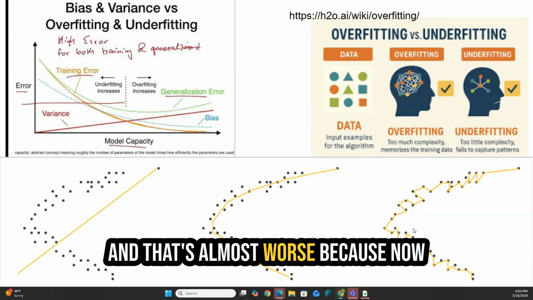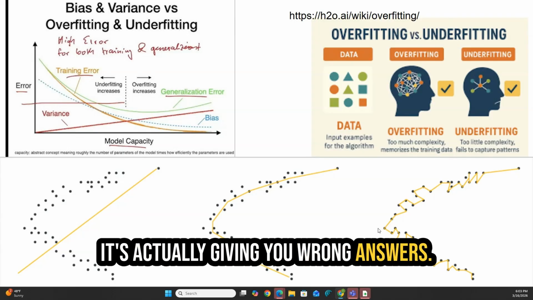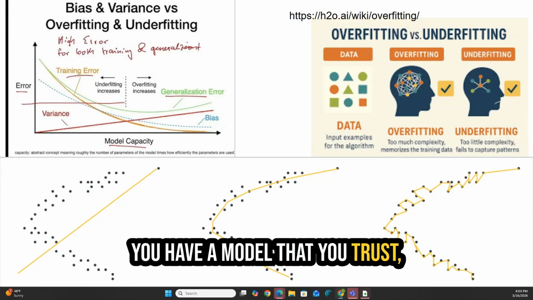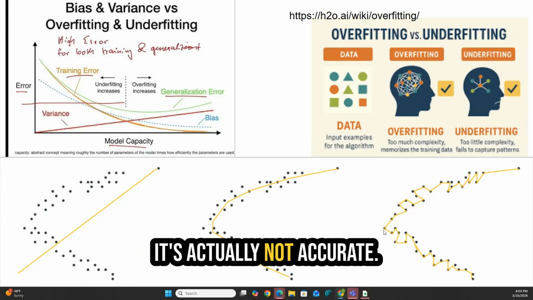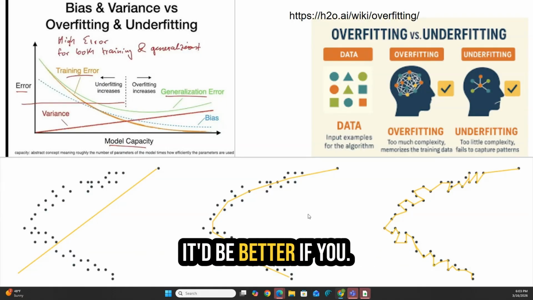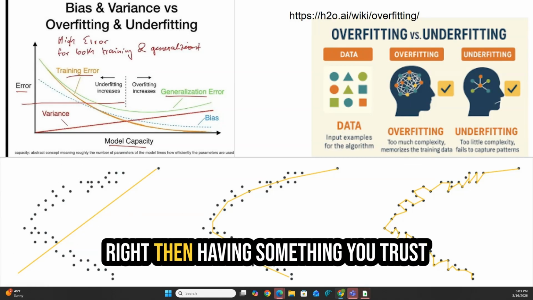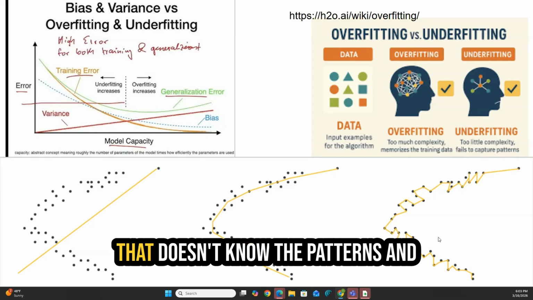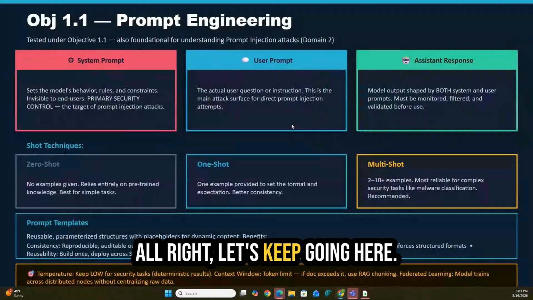And that's almost worse because now you think you have a good model, but it's actually giving you wrong answers. That's a terrible situation. You have a model that you trust that you think is accurate, but it's actually not accurate. That's actually worse. It'd be better if you knew the model was wrong and fixed it, right? Than having something you trust for years or months that doesn't know the patterns and is telling you wrong information. All right, let's keep going here.